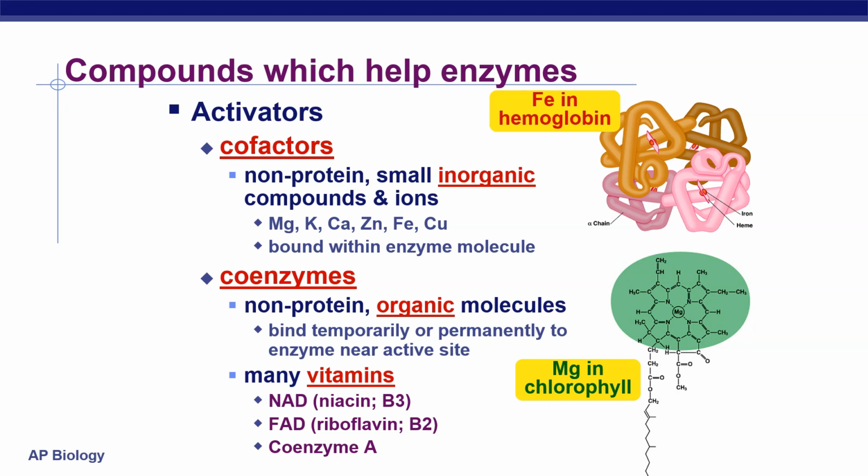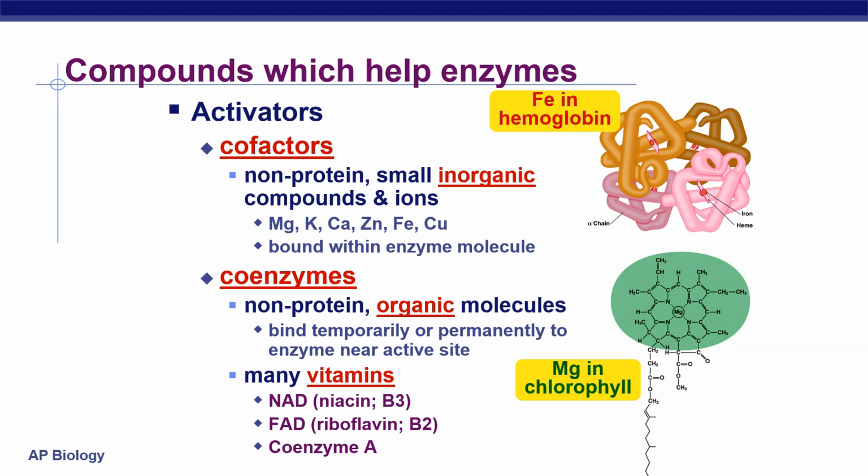Now, there's things that help enzymes. So what we just got done speaking about was factors that can limit enzymes or control them. These are factors that can help them. The big ones being activators. There's things like cofactors, which are non-protein, non-organic molecules, things like ions like magnesium, potassium, calcium, zinc, iron, and copper. And what's going to happen is these will bind to the enzyme molecule, like say iron in your blood, found in hemoglobin, and that's going to help facilitate the reaction. It's going to help the reaction take place much more efficiently.